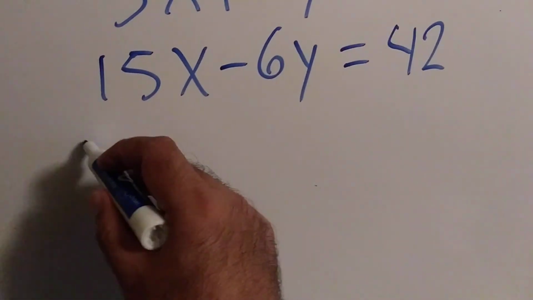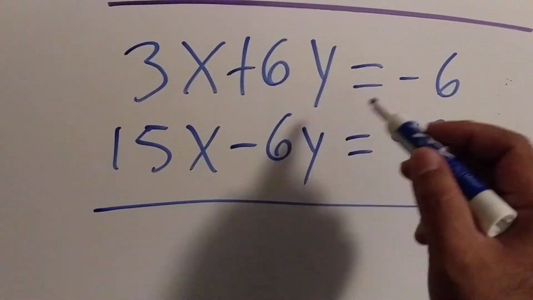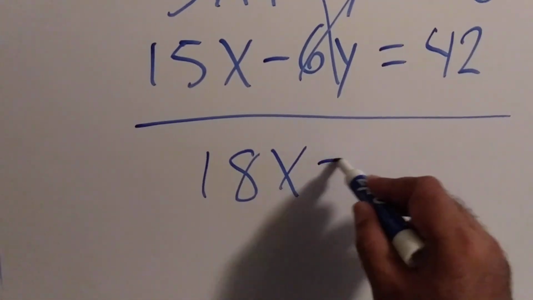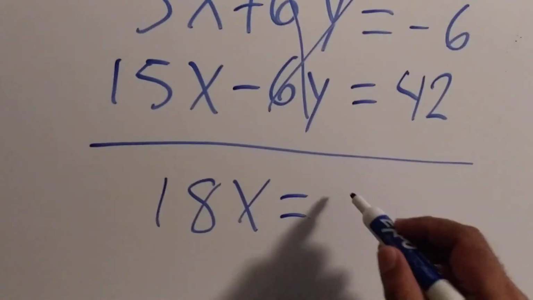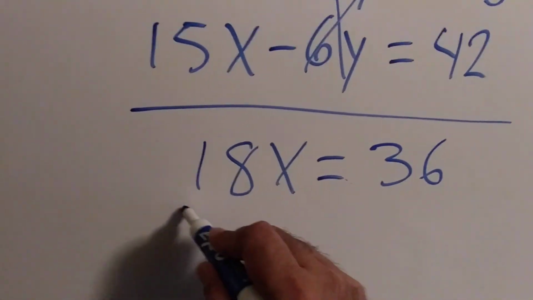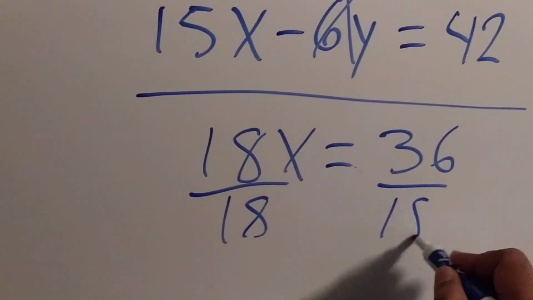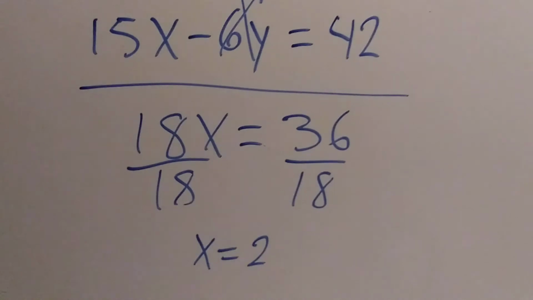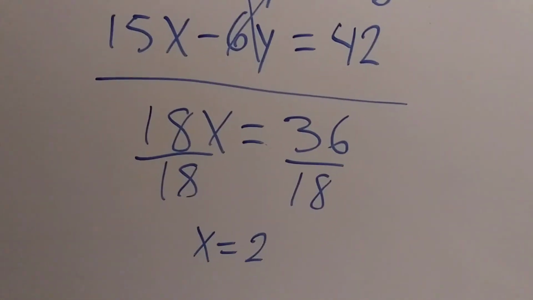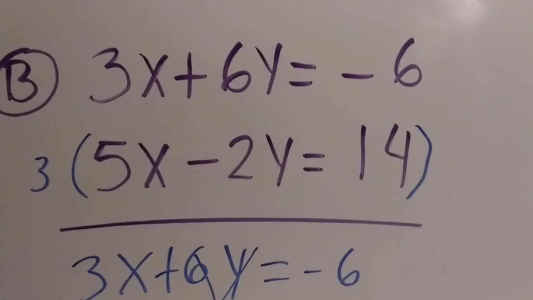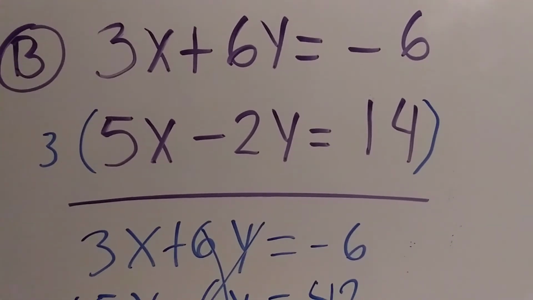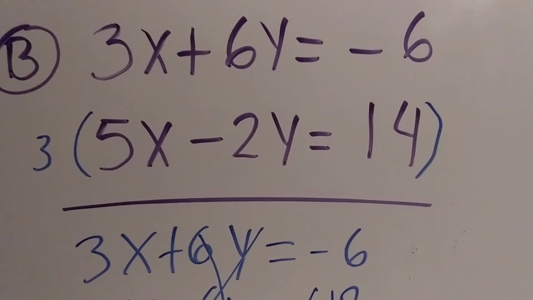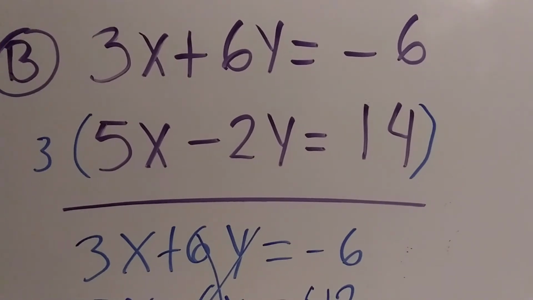So now we can go ahead and cancel out the middle term, the y's, temporarily. So that cancels out and we get 18x equals 42 minus 6, which gives us 36. So divide by 18, divide by 18, and it gives us x equals 2. So now we can either plug it into the 3x plus 6y equals negative 6, or we can plug it into the 5x minus 2y equals 14. I would go ahead and plug it into the first one because you're working with smaller numbers.